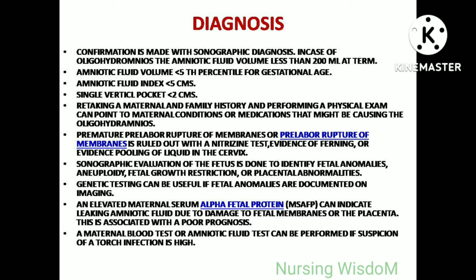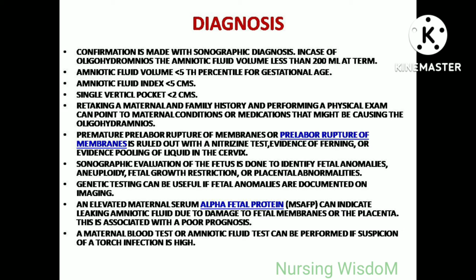Diagnosis. Confirmation is made with sonographic diagnosis. In case of oligohydramnios, the amniotic fluid volume is less than 200 ml at a time, amniotic fluid volume less than the 5th percentile for gestational age, amniotic fluid index less than 5 centimeters, or single vertical pocket less than 2 centimeters.